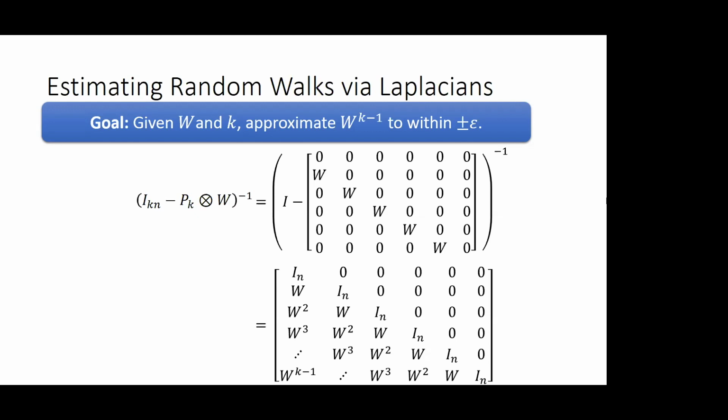So what this says is that if you can exactly write down the inverse of the Laplacian of this path lifted graph, then you can actually just read off W to the K minus 1 for the original graph. So this is an exact reduction. And of course, what this means is that if you can write down this matrix only approximately, but to high precision instead of exactly, then of course you can read off a high precision approximate W to the K minus 1.